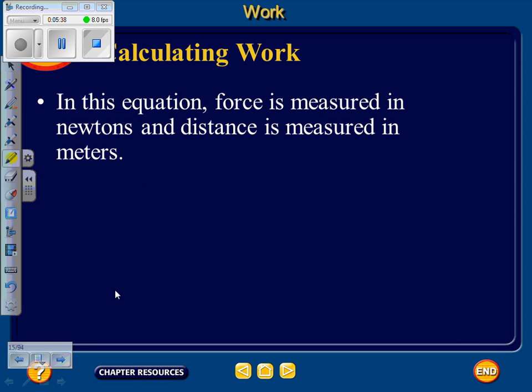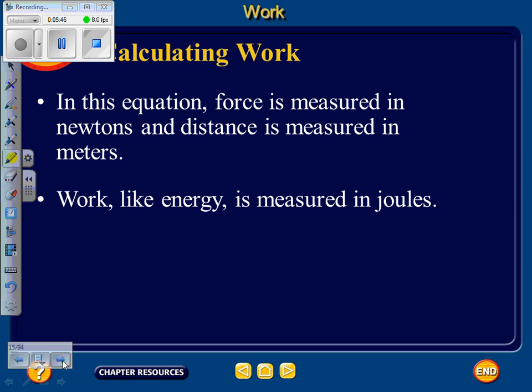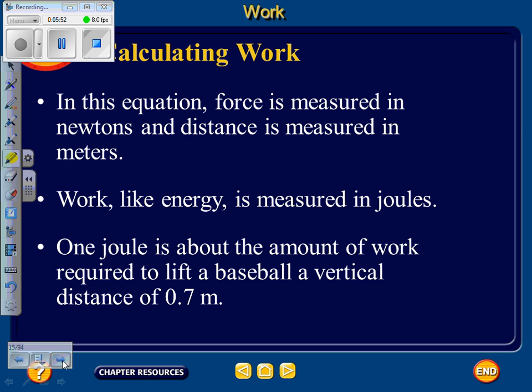In this equation, force is measured in newtons and distance is measured in meters. Work, like energy, is measured in joules. 1 joule is about the amount of work required to lift a baseball a vertical distance of 0.7 meters.